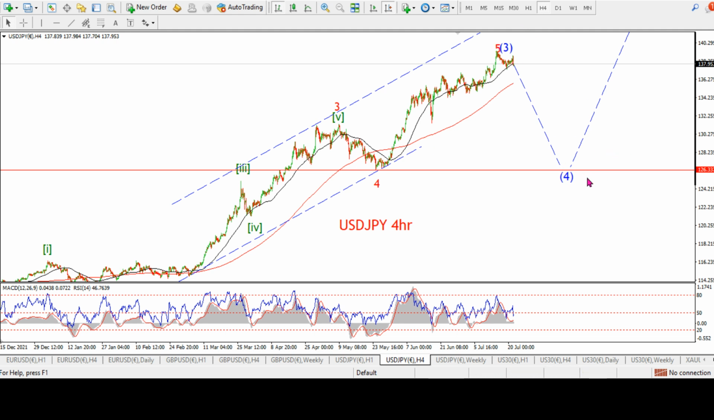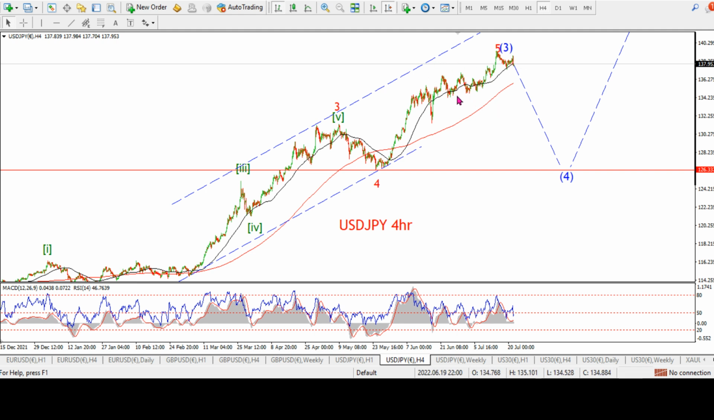What's that? 10 cents off the tick there, so it's 1,000 points. So the idea being that we get 3 waves down in a 4th wave back towards that 126 level, and then head off again into a 5th wave. So obviously it's very early days, can't confirm anything just yet.